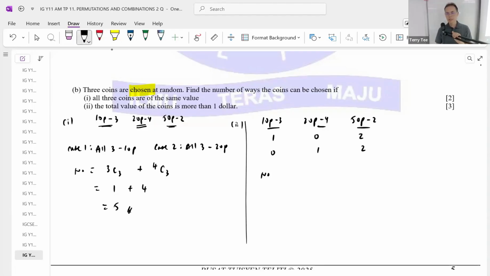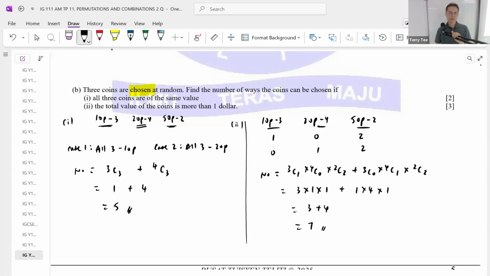So you can write: 3 10 pence, I choose 1. The 4 20 pence, I choose none. If you don't want to write this, also can, because 4C0 is 1. Then 2C2 for the 50 pence. Then the other case: 3, I choose none; 4, I choose 1; 2, I choose 2. So this is 3 times 1 times 1. 2C2 is 1. 4C0 is 1 as well. 3C0 is 1, 4C1 is 4, this is 1, so it's actually 3 plus 4, answer 7. I'll purposely use smaller numbers so that you don't need to use a calculator.